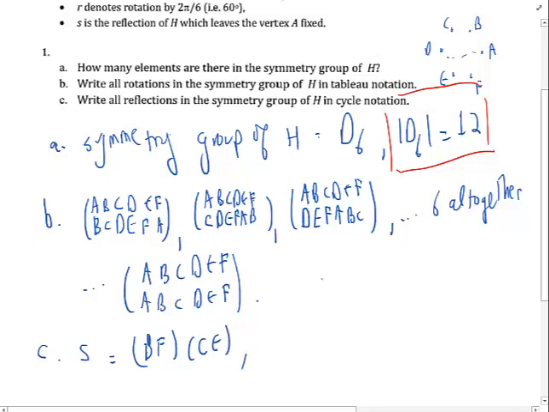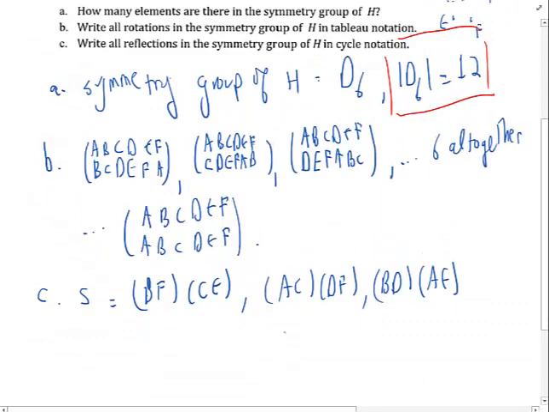Now, we have more flips. We can flip across the axis BE. If we flip across the axis BE, then A and C exchange, and so do D and F. Or we could flip across the axis CF, in which case B and D exchange, and so do A and E. Okay, but that's 3 flips, and we know that D6 has 6 flips. So what are the other flips?